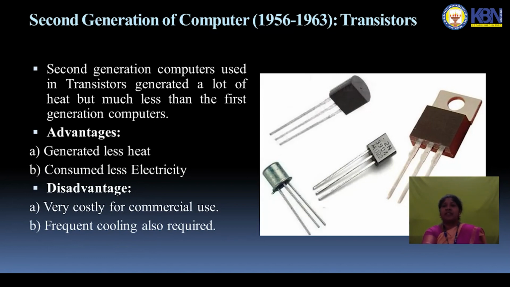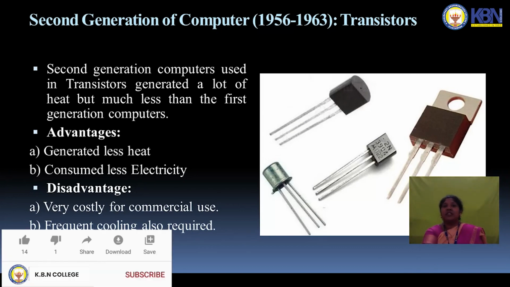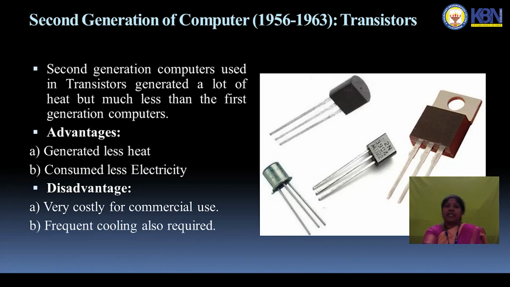Then go for the second generation. In the second generation, 1956 to 1963, the technology was transistors. Second generation computers used transistors, which generated a lot of heat, but much less than the first generation. Comparatively, we can reduce the heat of the first generation by using these transistors. Advantages: generated less heat is an advantage, and consumed less electricity is also an advantage.